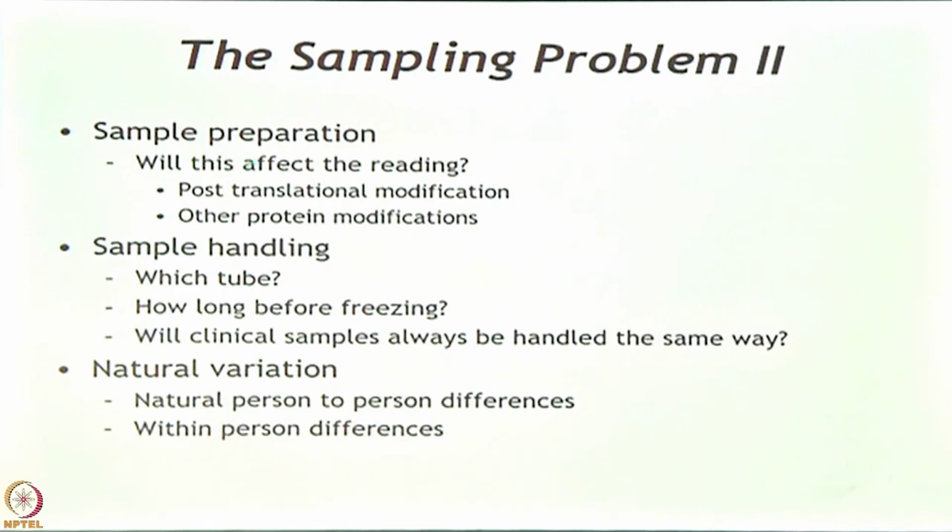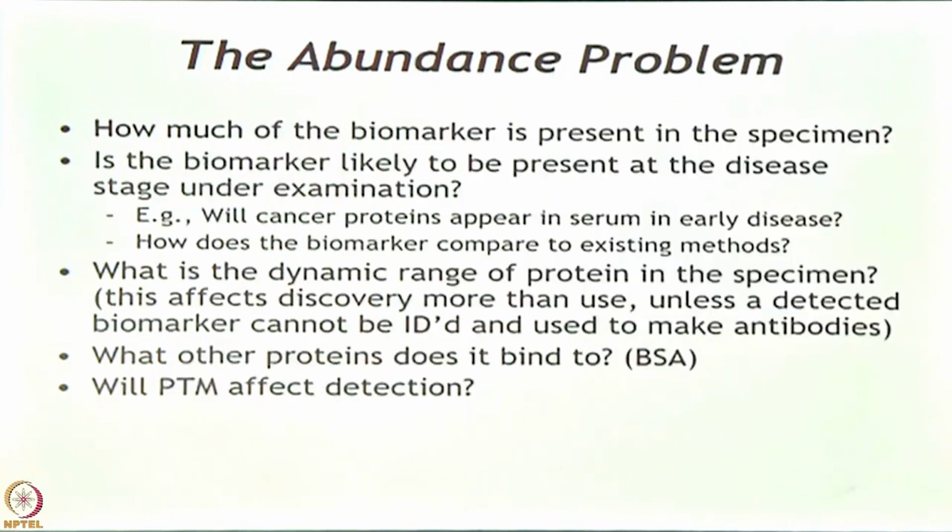So will sample preparation affect the reading? Are you handling the samples properly? Are you going to freeze them? And then, of course, you need to know if there are natural variations of the biomarker you're testing from person to person, because if there's a lot of natural variation, even among normals, that's going to make it more difficult to use that as a biomarker.